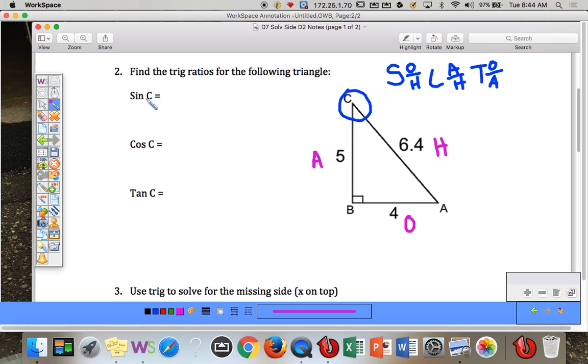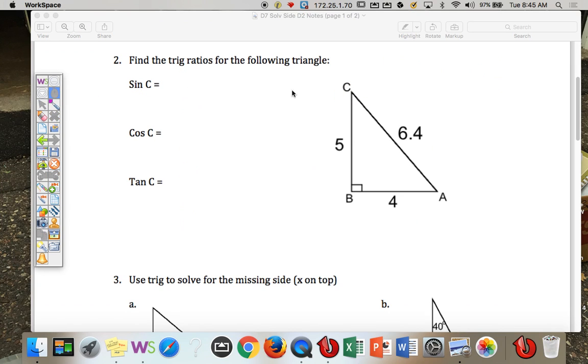All right, so we're going to start with sine of C. Sine is opposite over hypotenuse, so 4 over 6.4. Cosine of C is adjacent over hypotenuse, so 5 over 6.4. And tangent is opposite over adjacent, so 4 over 5. So that's setting up trig ratios: start with your angle, label your sides, and then set up the right ratios.